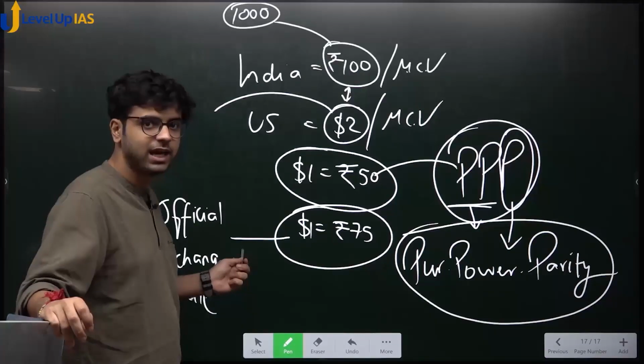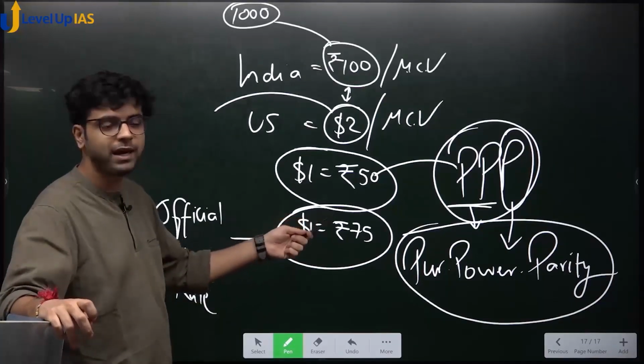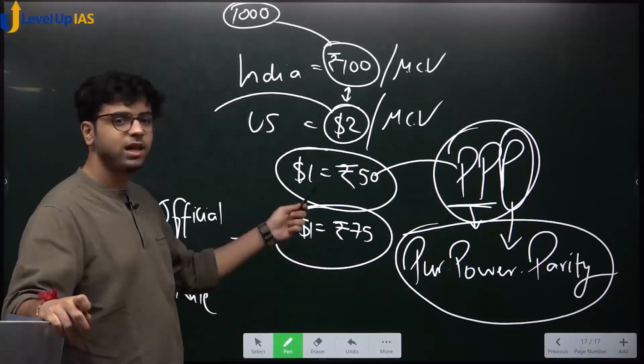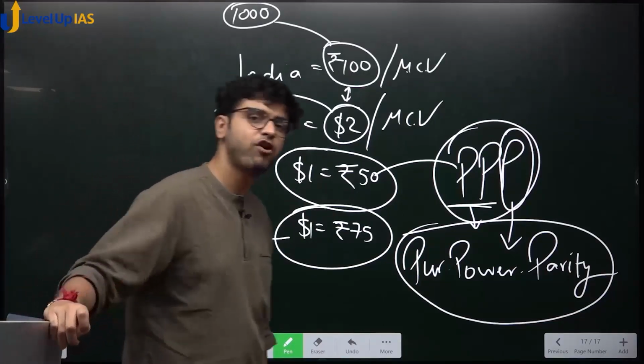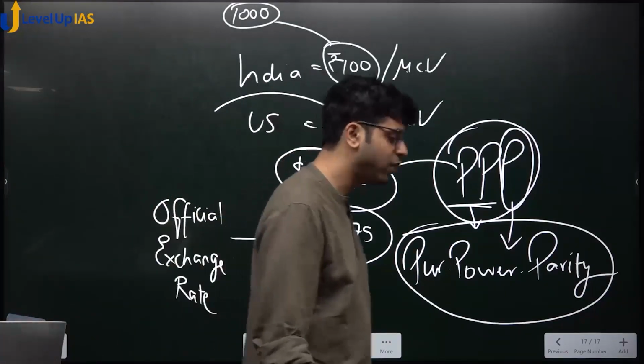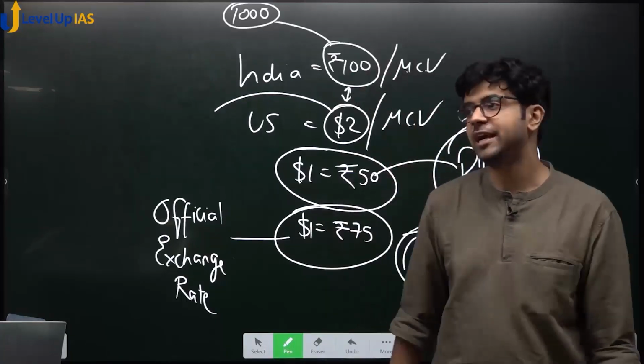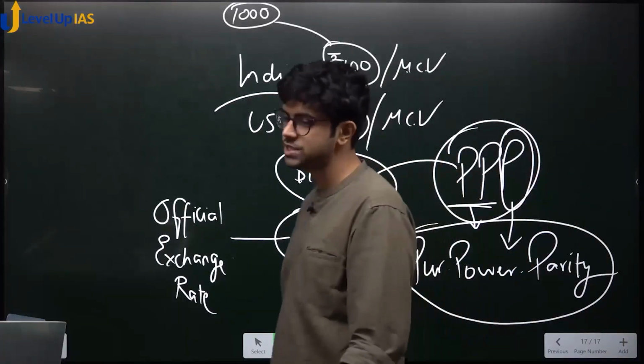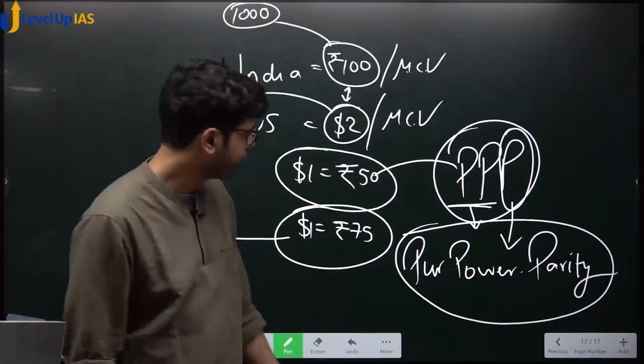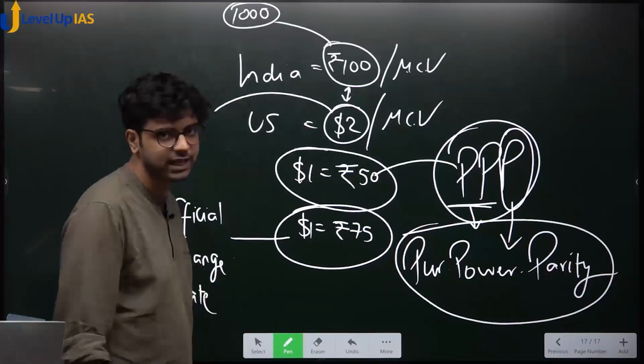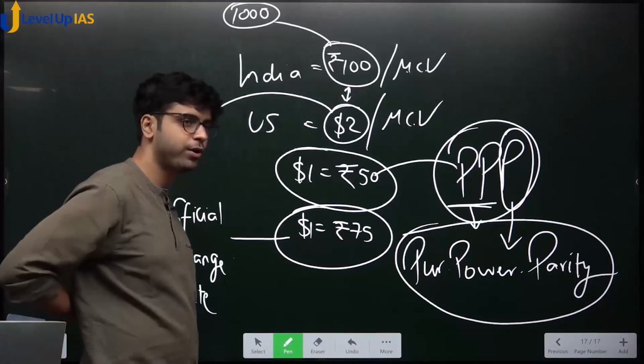That is the official exchange rate. If you go by purchasing power parity, you say $1 is 50 rupees, which means the bank will ask only for 50 rupees. So actually PPP is meant only for comparison. It is not meant for official transactions, because official transactions happen on the official exchange rate only. How the official exchange rate is derived, we are going to see later.